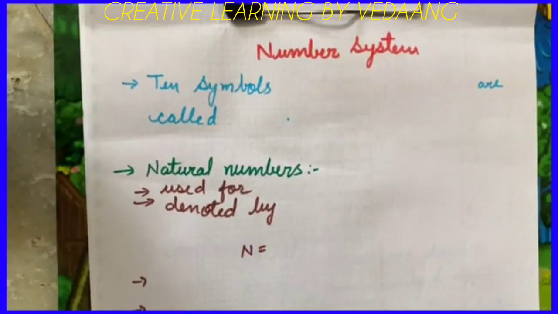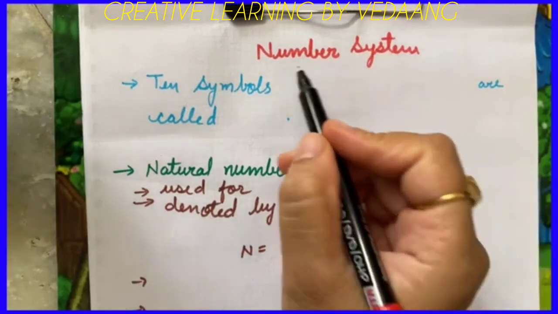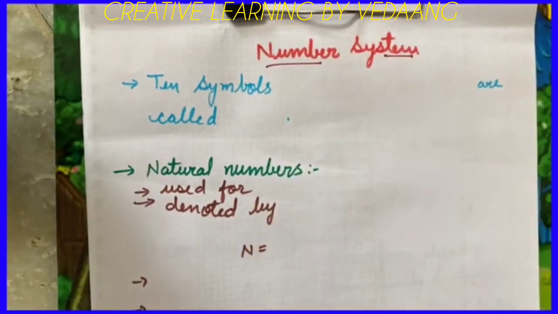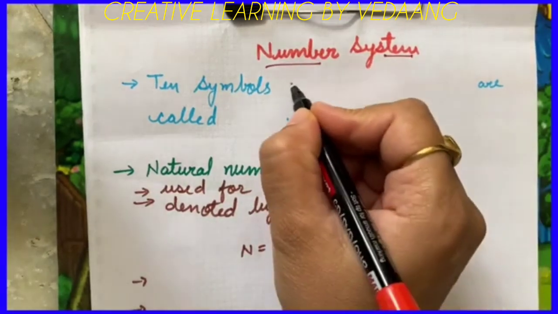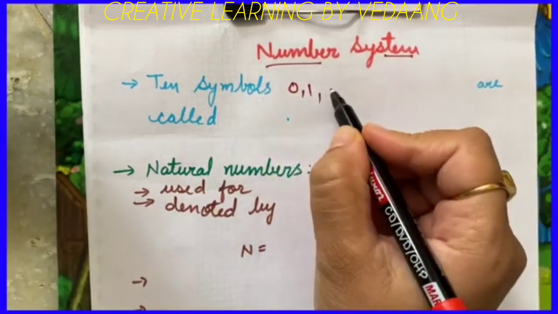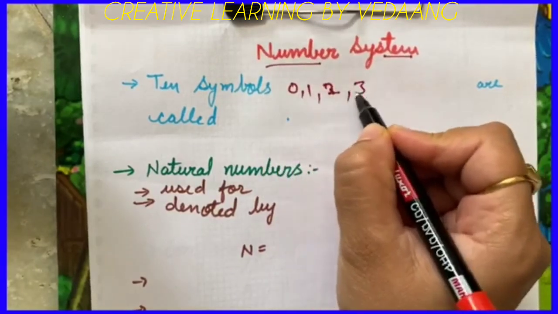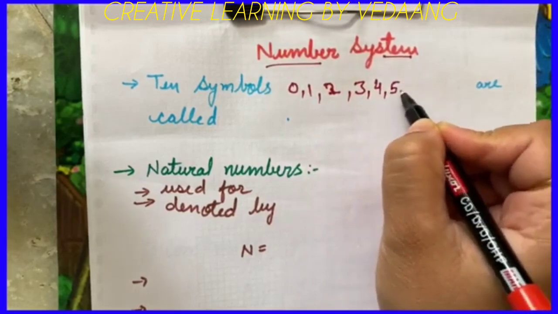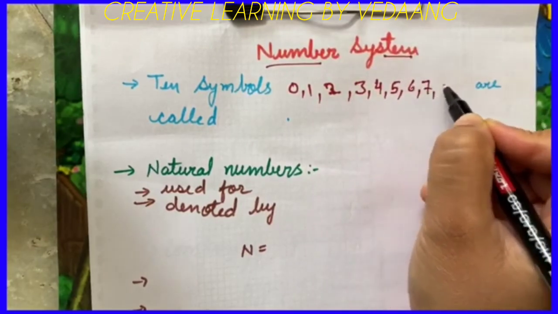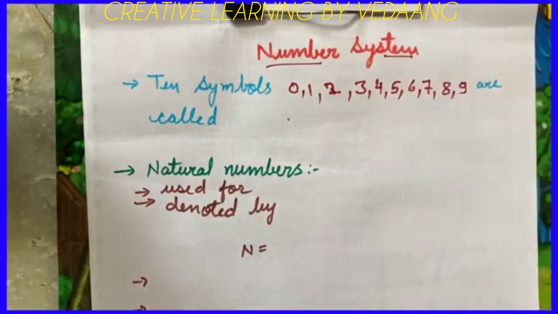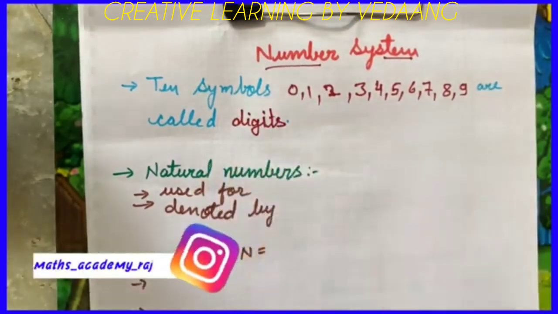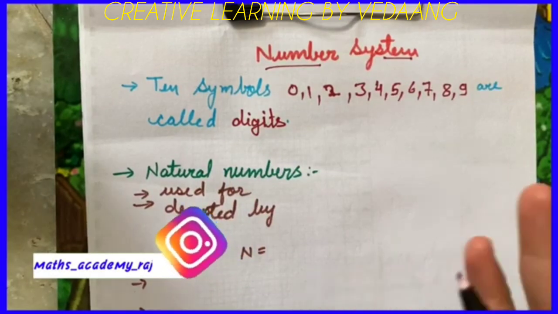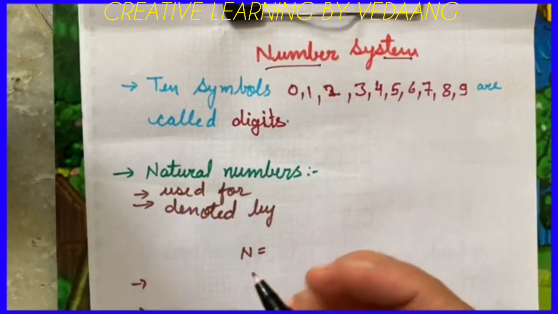Hello friends, today we are going to learn about number system. Now number system is the method of representing numbers. Now 10 symbols as we know, 0, 1, 2, 3, 4, 5, 6, 7, 8 and 9 are called digits. What we call them? Digits, and which can be used to represent any number, right?